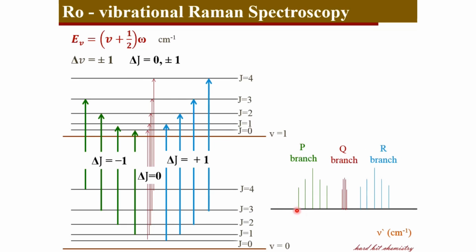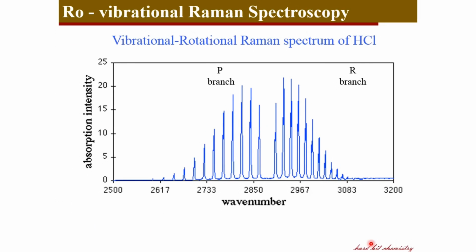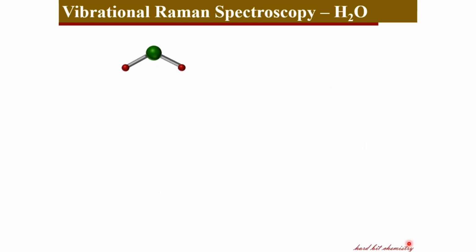So this is how a rotational vibrational Raman spectrum, or a Ro-vibrational Raman spectrum, looks like. For example, the rotational vibrational Raman spectrum of hydrogen chloride consists of P and R branches. Here the Q branch is absent because delta J equal to 0 transitions are not permitted in case of hydrogen chloride.